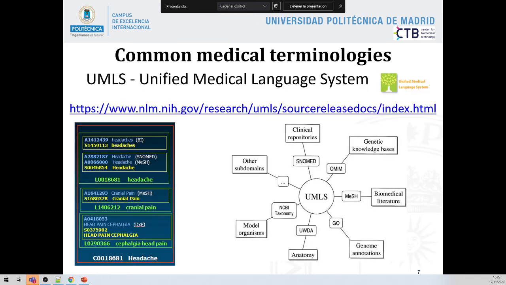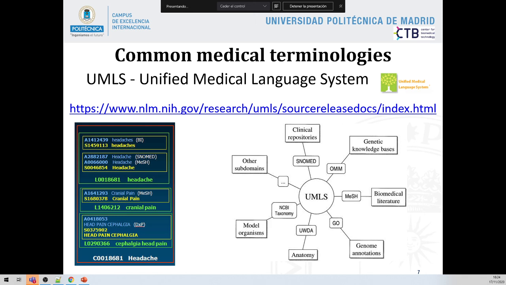And one of the biggest is UMLS, which stands for Unified Medical Language System. You can browse some of the things that UMLS provides in the link that you can see here. It will lead you to a full list of sources that are used by UMLS. It is a compendium of several controlled vocabularies, so it is a global system with different parts.